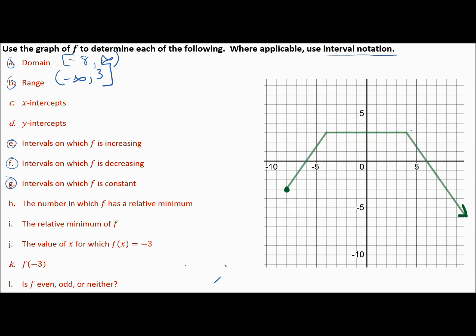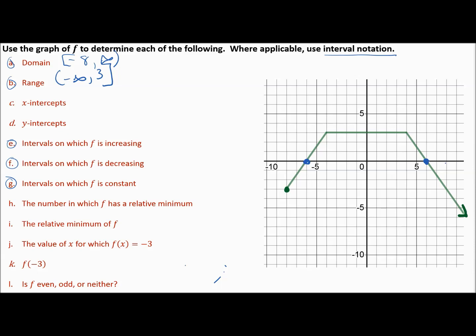Okay, x-intercepts, let's label those. We can do that right on the graph as well. This point right here is an x-intercept because it crosses the x-axis, and this point right here is an x-intercept because it crosses the x-axis. So it's just two different answers. Your book would put -6 for the left one and 6 for the right one. I like them in point form.